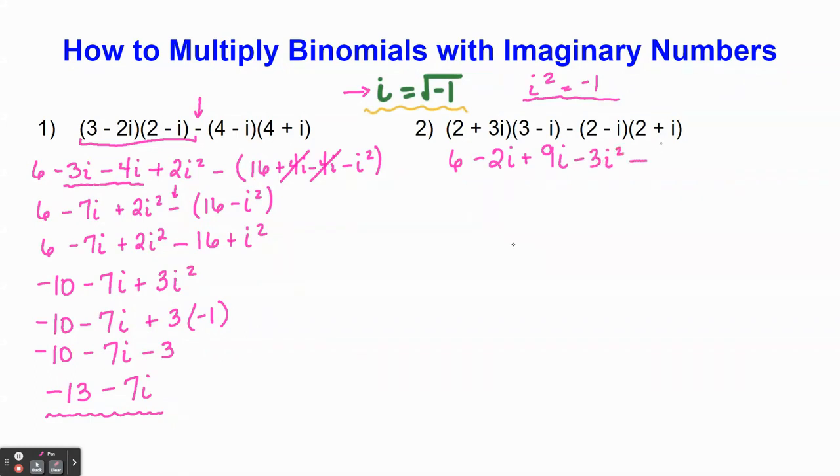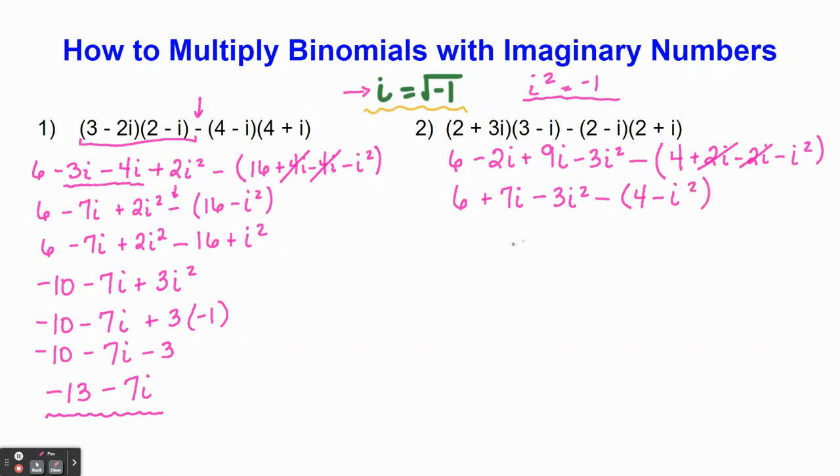Again, I'm going to hold that minus out till after I do the multiplication. So 2 times 2 is 4. 2 times i gives me 2i. -i times 2 gives me -2i. And then -i times i gives me -i². All right, I'm going to combine like terms out here. So I've got 6, and then minus 2i plus 9i gives me 7i. And then I'll just go ahead and cancel those 2i's inside that parentheses.